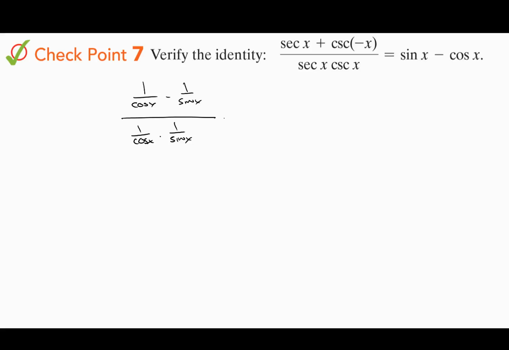The top is, and where are we trying to go? We're trying to go to sine minus the cosine. Okay, so at least this one's a little bit different. The top is subtraction, so we're going to need a common denominator. The common denominator is cosine times the sine. So numerator becomes sine minus the cosine. Denominator becomes 1 over the cosine times the sine.